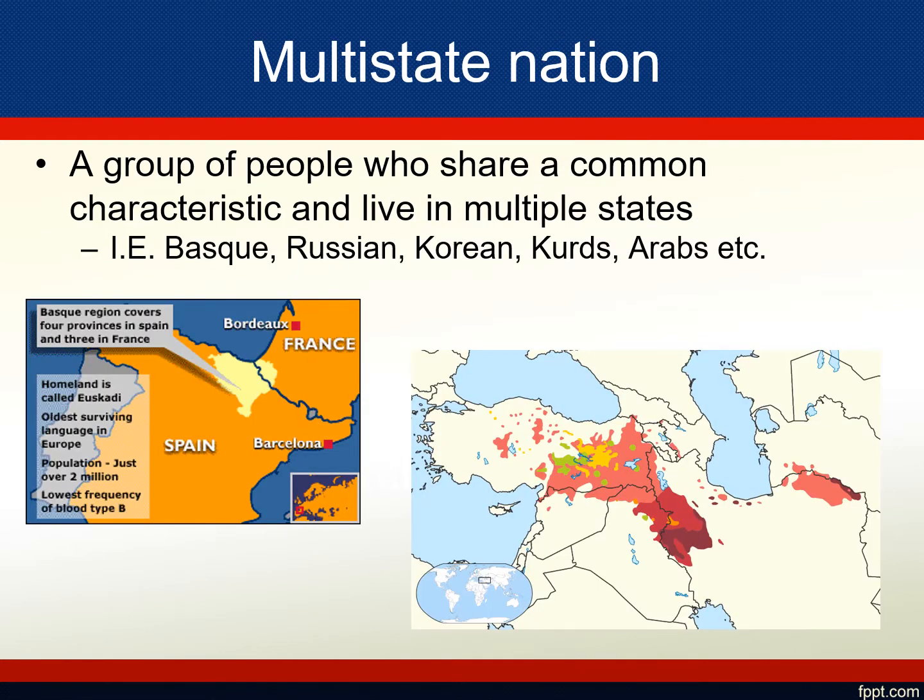A multi-state nation is a group of people who share a common characteristic but live in multiple different states. A really good example of this is the Korean people who live in North and South Korea. Also the Basque people who live in Spain and France. Now you could also call the Basque people and the Kurdish people stateless nations as well, since they're the minority groups in both of these countries.